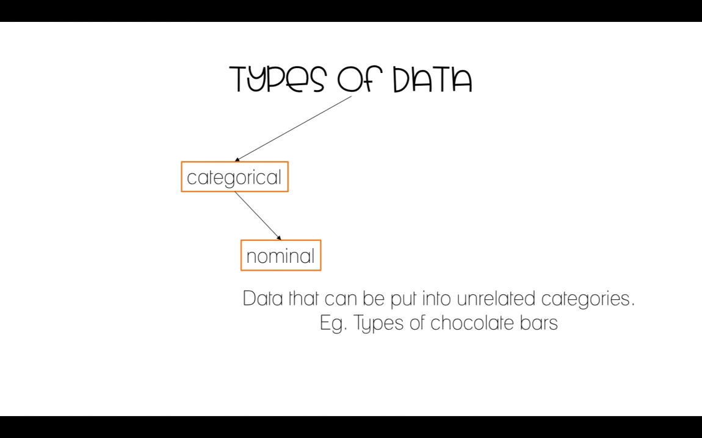Then we have nominal, which is anything that is put into unrelated categories. So types of chocolate bars, okay? Mars bars and Snickers, they might be able to be grouped in some way, but they are two distinct groups, okay? They're not overly related to each other other than the fact that they're chocolate bars.